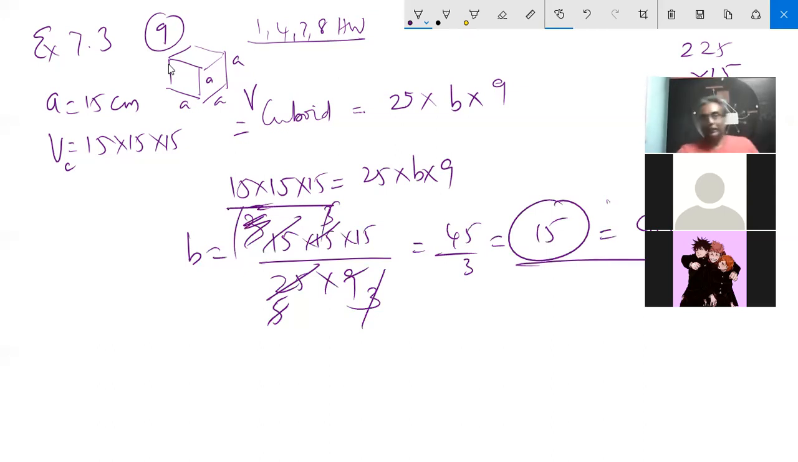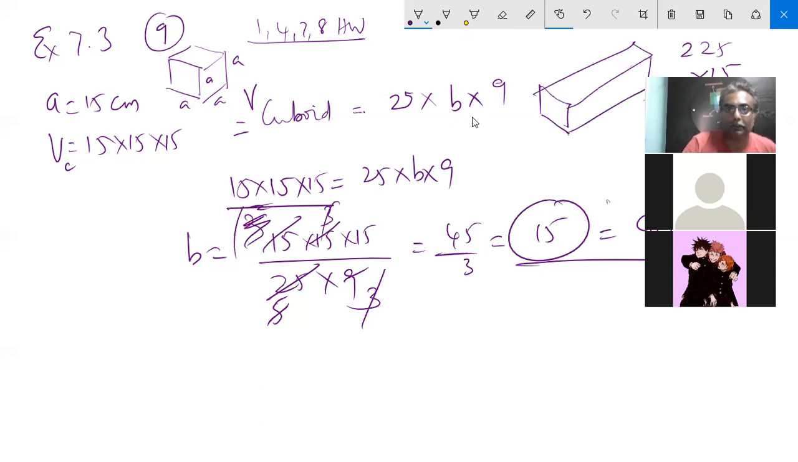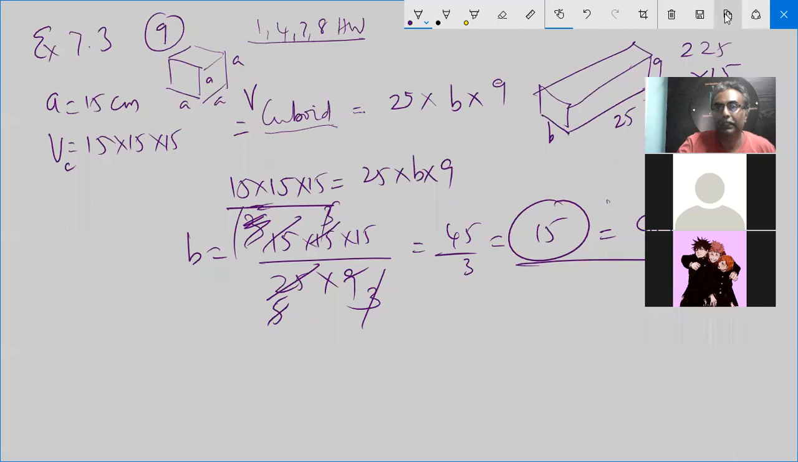That's all. It's also a very simple sum. Only one value is not given. You are casting the cube into a cuboid. Breadth is not given, length is 25, height is 9. Same volume. Volume 1 is equal to volume 2. That's the principle. Understood?